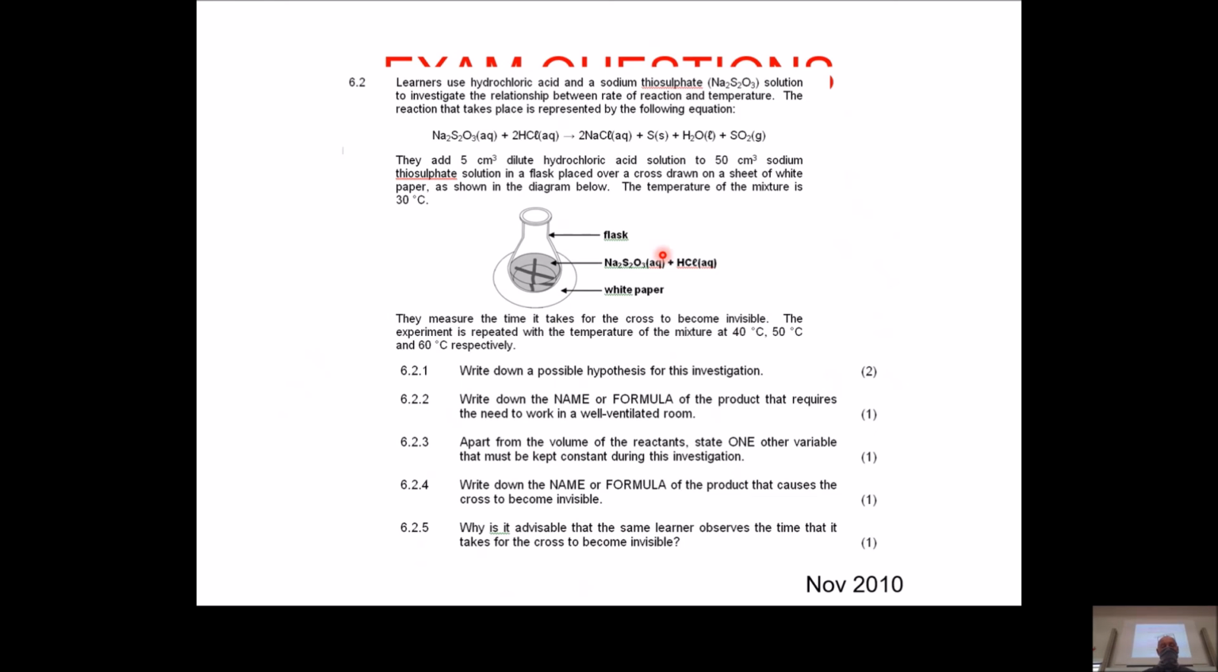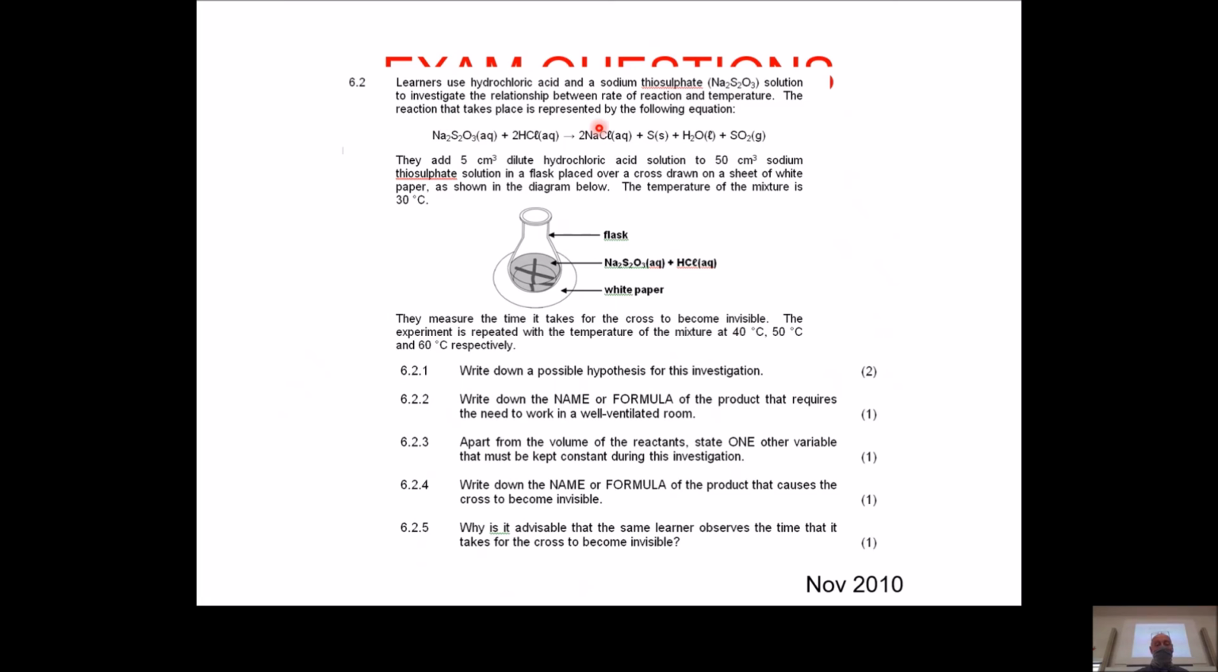And again, this is one of those questions where you might look at it and think, oh, flip, I don't know what's going on here. Look at all the information they give you. And sometimes guys get lost in information. Learners use hydrochloric acid and sodium thiosulfate, and now you're already thinking, what is sodium thiosulfate? I didn't learn about that. I don't know what's going on now. The panic starts to rise. Don't panic. The question's actually quite easy.